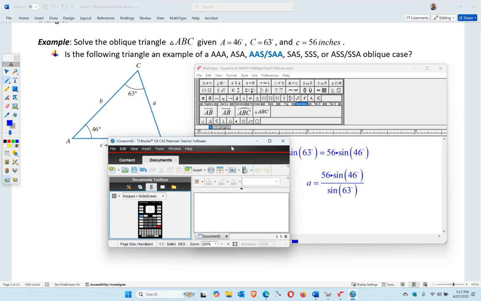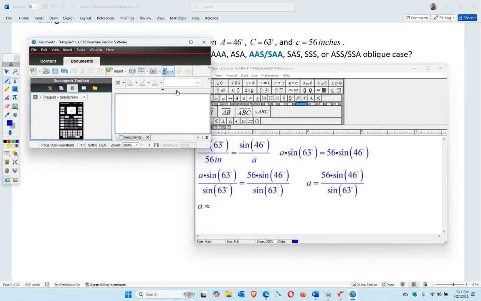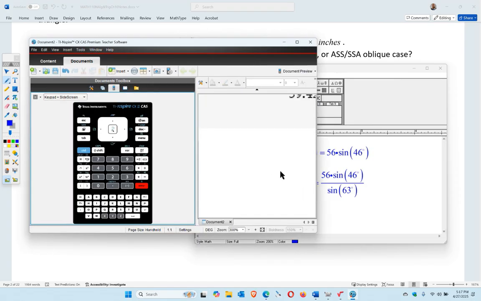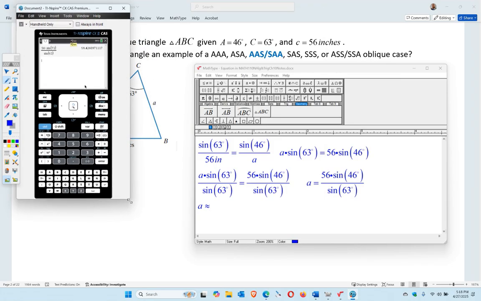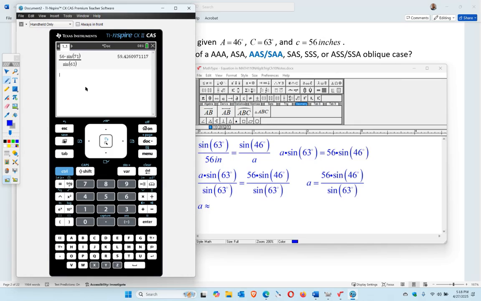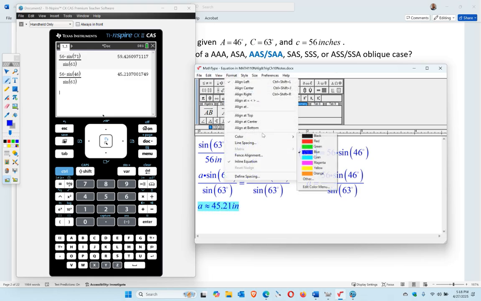Did I get that right? Let me just double check here. 56, 46, 63. No, I did the wrong one. I'm sorry. Let me copy that, paste that, and we're going to put a 46 here, 63. Okay, I was off by 1. So we'll say 45.21, and these are in inches. Format, color, orange.